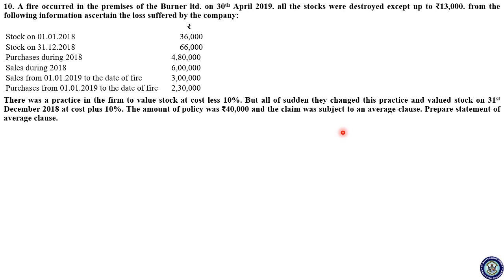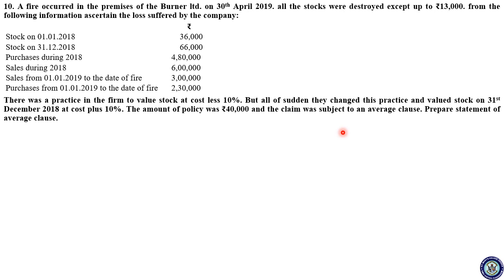If they give average clause, the first thing you have to observe is whether the rate of gross profit is given or not. If not given, start with the trading account, then go to the rate of gross profit, then the memorandum trading account, then the statement. If the rate of gross profit is given, then it's very easy. You directly start with the memorandum trading account, okay?